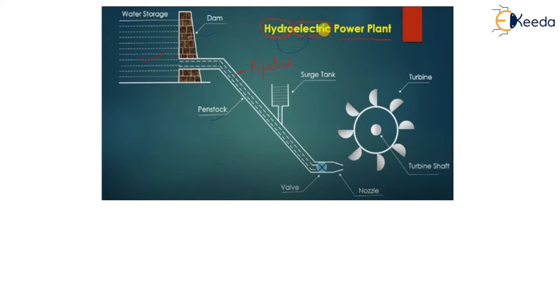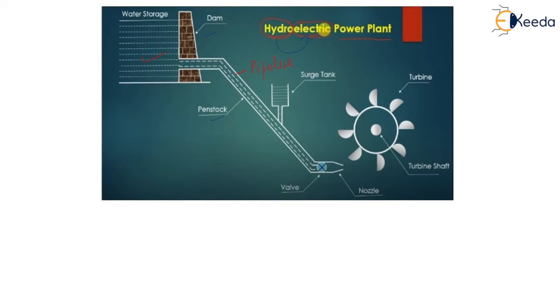Water will flow from here through this pipeline, and here this is a valve, here this is a valve, and this is a nozzle. Basically the technical word for this pipeline is penstock, and this penstock is made up of concrete, not of any metal. It is made up of concrete to avoid the rusting phenomenon. So it is made of concrete.